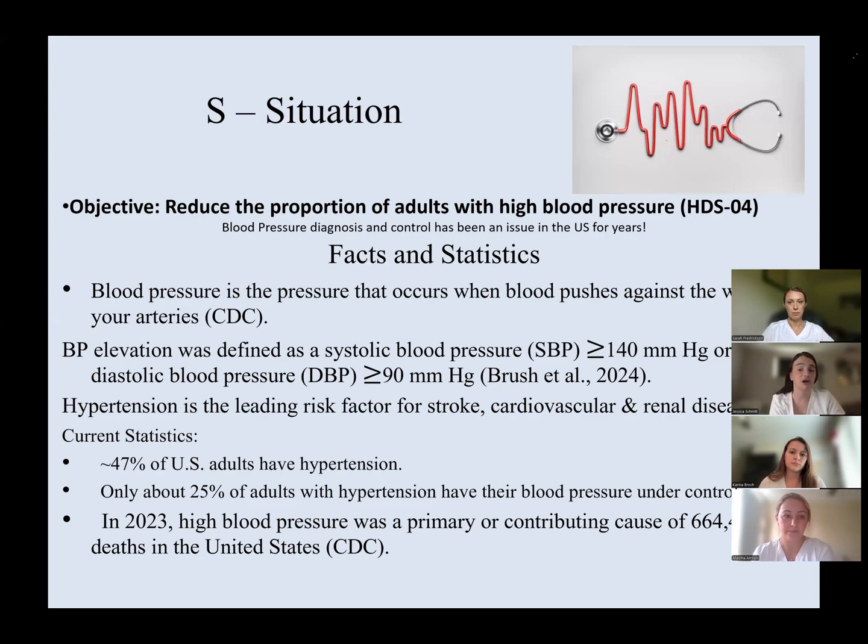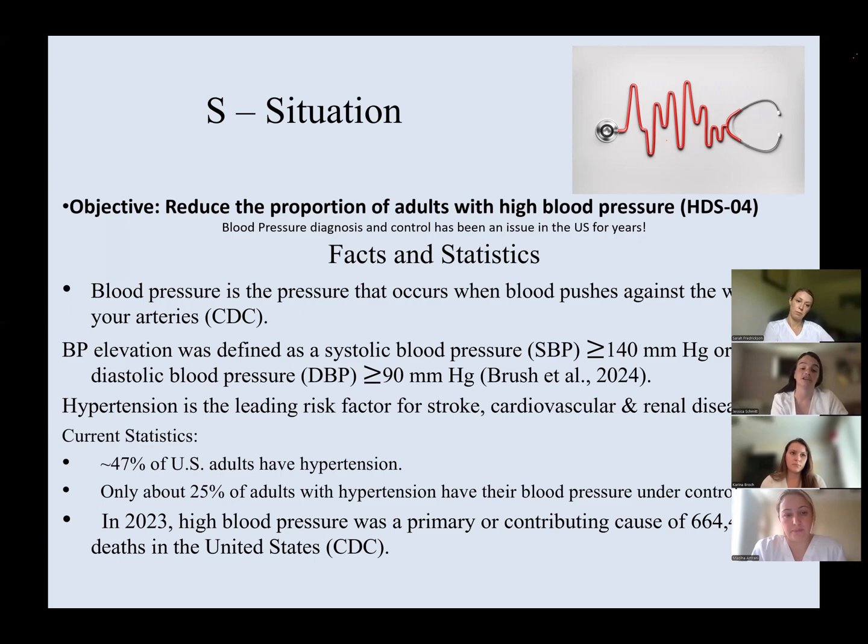So the situation, again, our objective is to reduce the proportion of adults with high blood pressure. Blood pressure diagnosis and control has been an issue in the US for years. Some facts: blood pressure is the pressure that occurs when blood pushes against the walls of your arteries. Blood pressure elevation was defined as a systolic blood pressure of greater than or equal to 140 millimeters of mercury, or diastolic blood pressure greater than or equal to 90 millimeters of mercury.